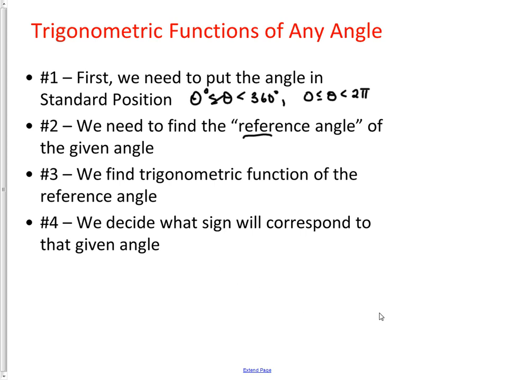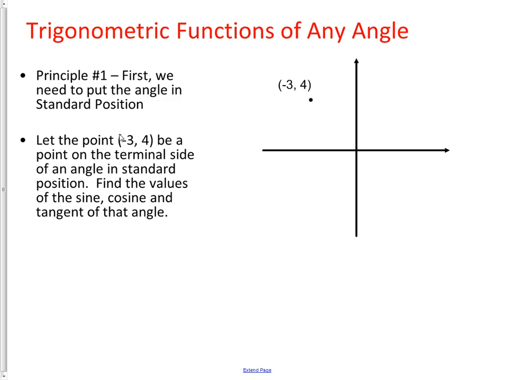Now all of this seems kind of mysterious without a little bit of examples here. So let's start with principle number 1. First, we need to put the angle in standard position. What does that mean? Well, for example, we might be told, let the point -3,4 be a point somewhere on the terminal side of an angle in standard position, and find the values of the sine, cosine, and tangent of that angle.